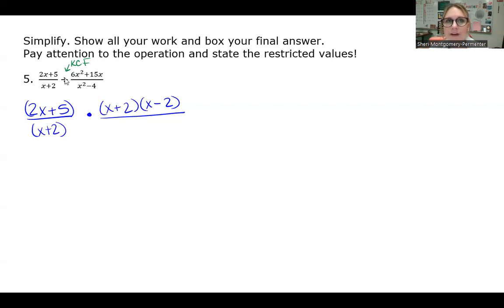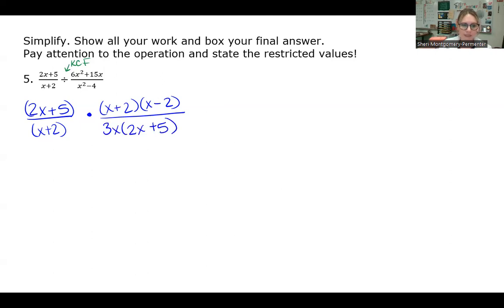Does it have some common factors? Is there something that can divide into 6 and 15? Yeah, 3. Do they both have an X? So I'm going to factor out a 3X. And then I'm going to write down what I have left. So 6 divided by 3 is a 2, and I'm left with an X. 15 divided by 3 is a 5, and the X goes away. So now I'm at a multiplication problem.